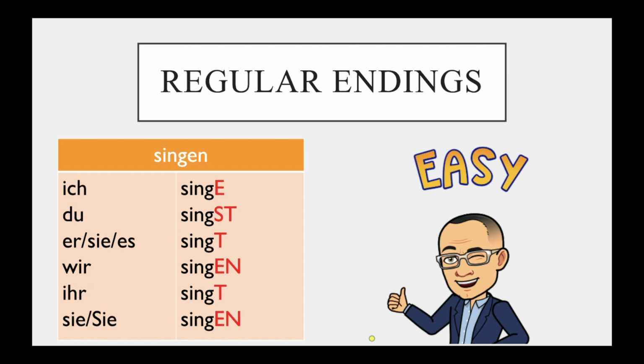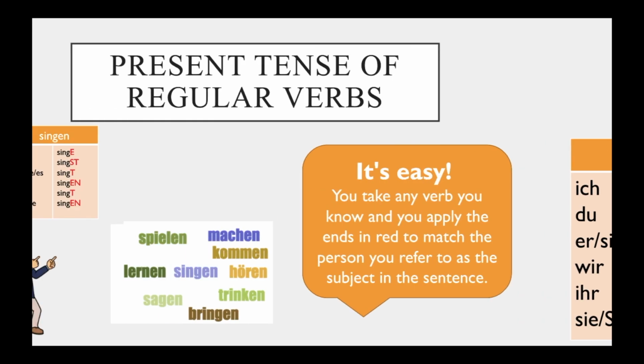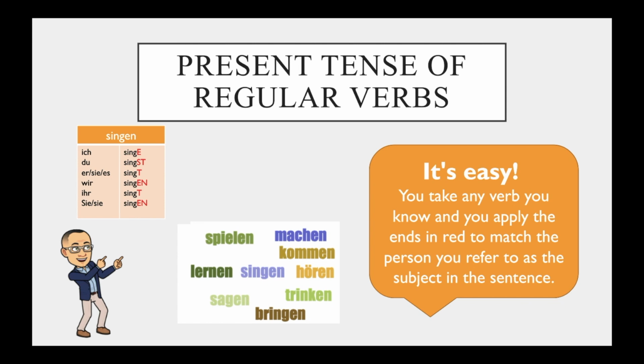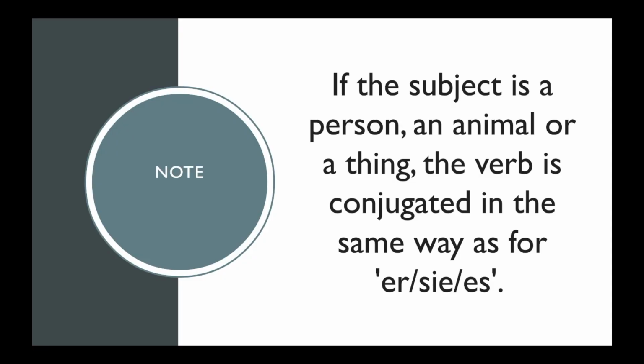That's easy. All you need to do is take the verb, remove the en at the end of the verb, and add the ending that we have just seen. That's how you conjugate verbs in the present tense in German. And if the subject is a person, an animal, or a thing, the verb is conjugated exactly as you would conjugate it for sie, and es.